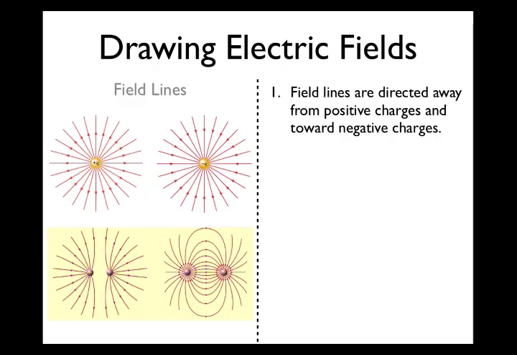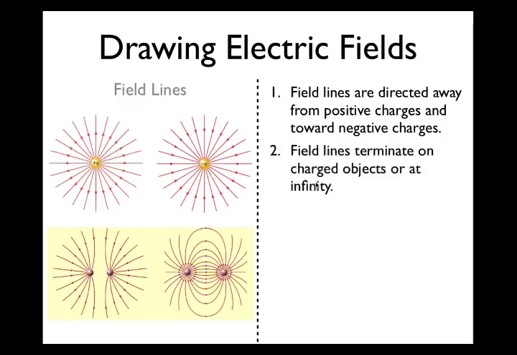First, field lines are, by convention, somebody made up the rule, directed away from positive charges and toward negative charges. So you'll see here, given that the field is a vector quantity, we've drawn arrows, and those arrows have direction pointing away from positive charge and towards negative charge. Field lines terminate on charged objects or at infinity. Well, we're not going to draw infinity, but the field lines actually end when it gets to the charged object.